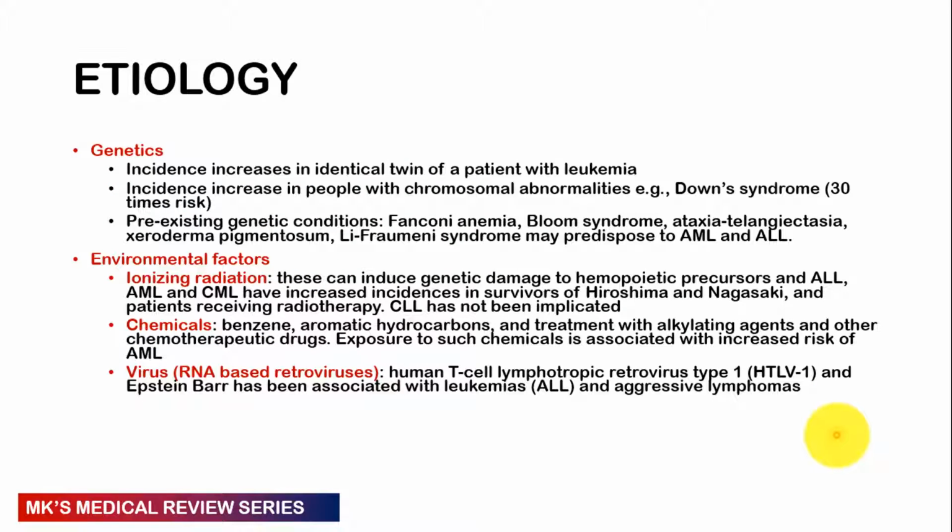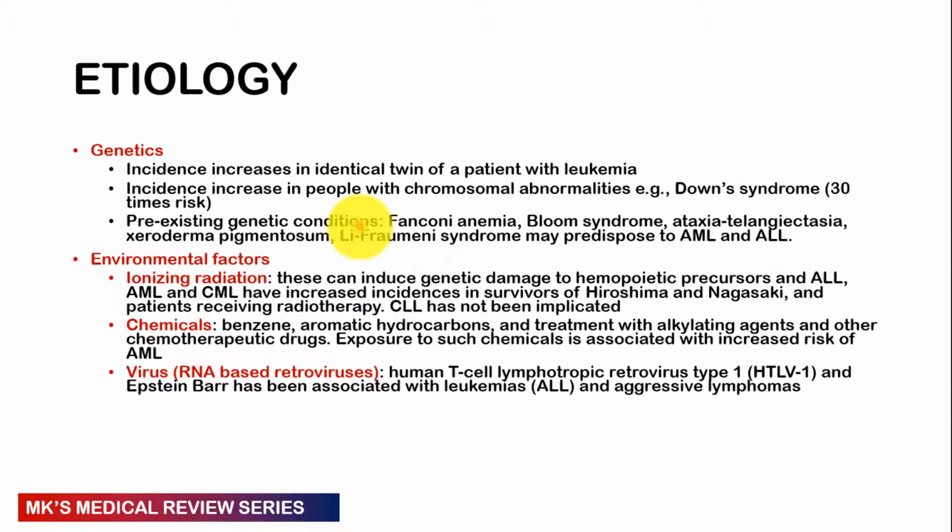So what are some of the causes of leukemia? You can group them into genetic causes and environmental causes. Remember that genetics actually predispose an individual to developing certain conditions. There is an increase in incidence if one identical twin actually develops leukemia. There is an increase in incidence of the other twin actually developing leukemia later on. And then, of course, the incidence also increases with individuals with some chromosomal anomalies and some genetic conditions, including things like Down syndrome, which actually increases the risk by 30 times.